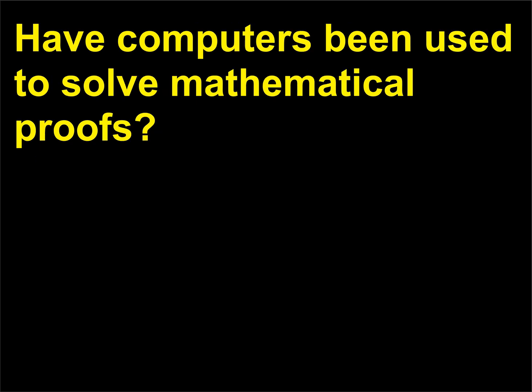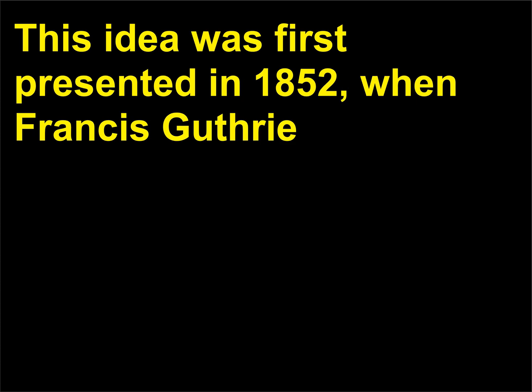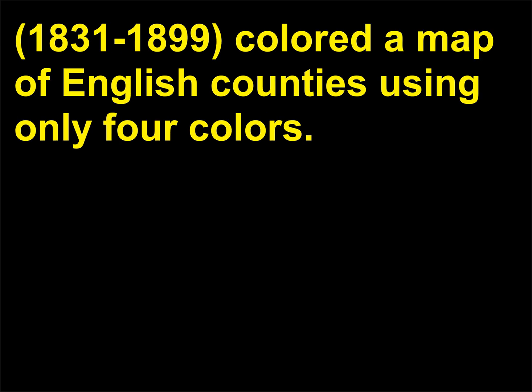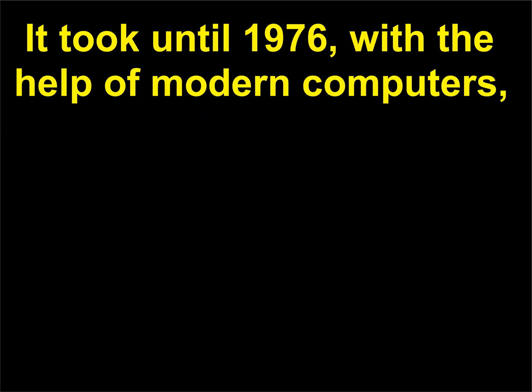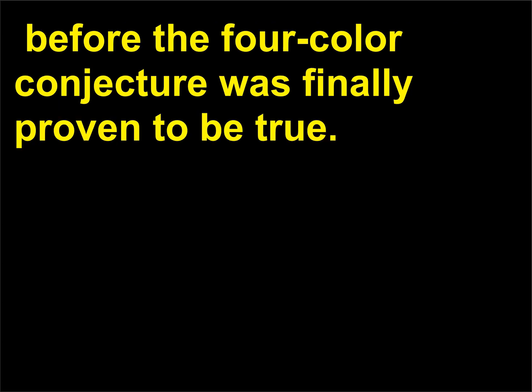Have computers been used to solve mathematical proofs? This idea was first presented in 1852, when Francis Guthrie, 1831 to 1899, colored a map of English counties using only 4 colors. The idea of only 4 colors took on a mathematical bend and ended up being a theorem to be proved. It took until 1976, with the help of modern computers, before the 4-color conjecture was finally proven to be true.